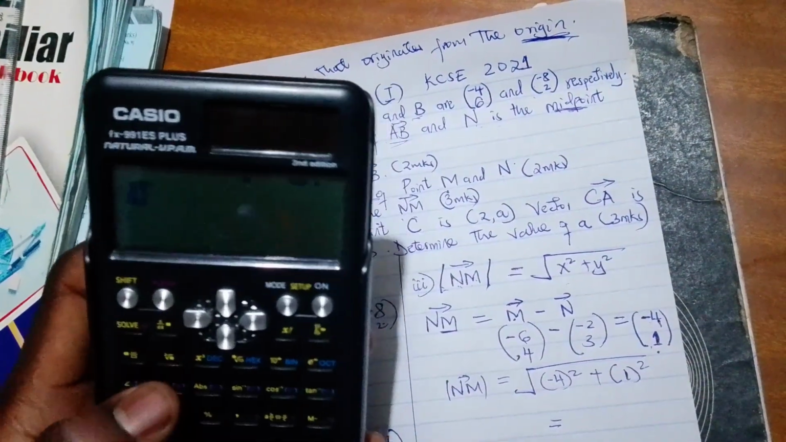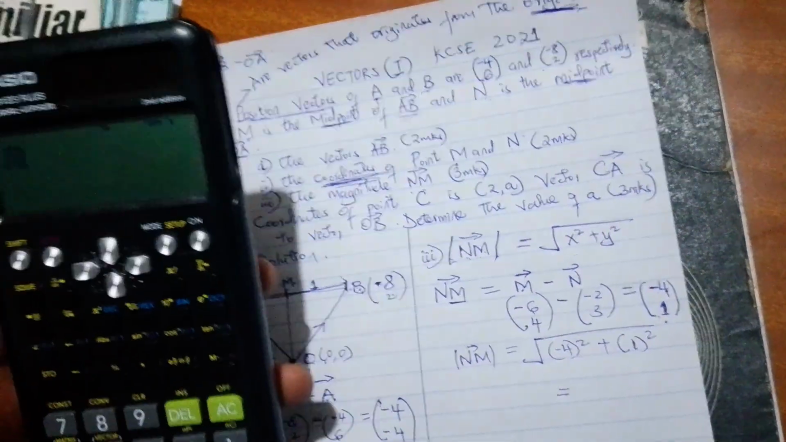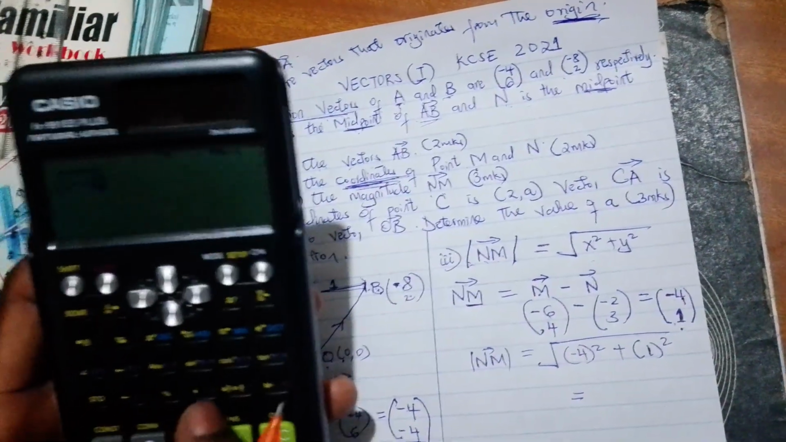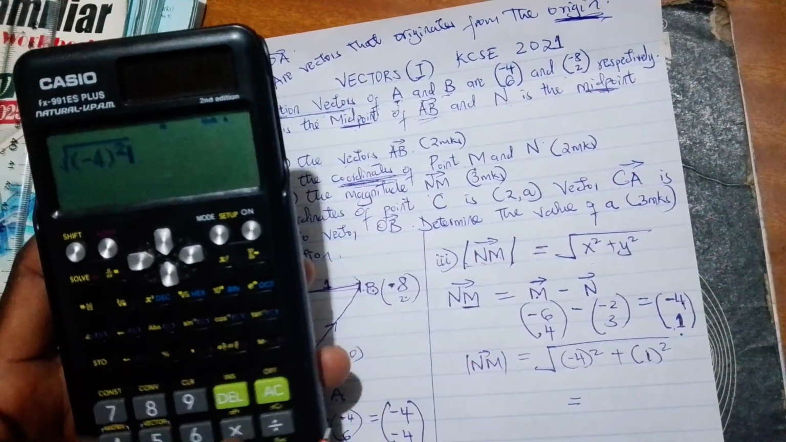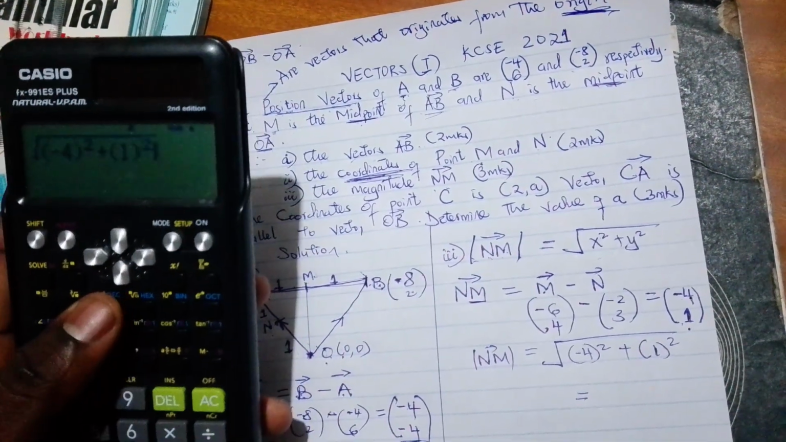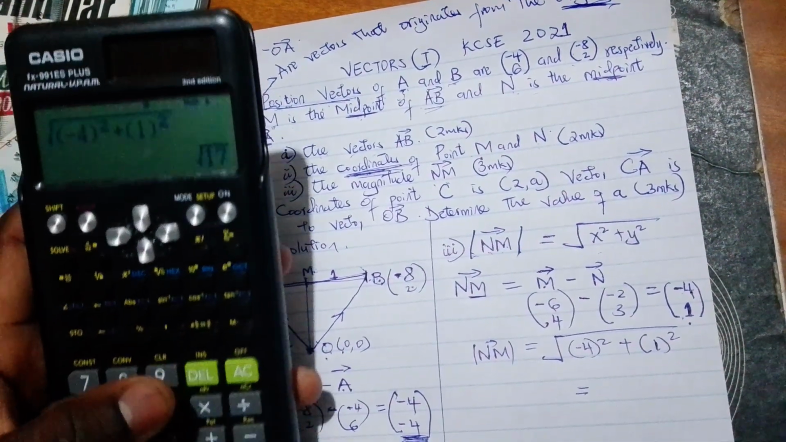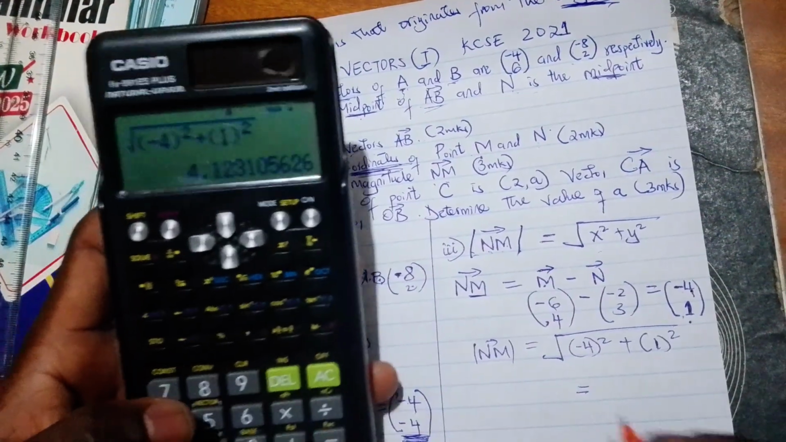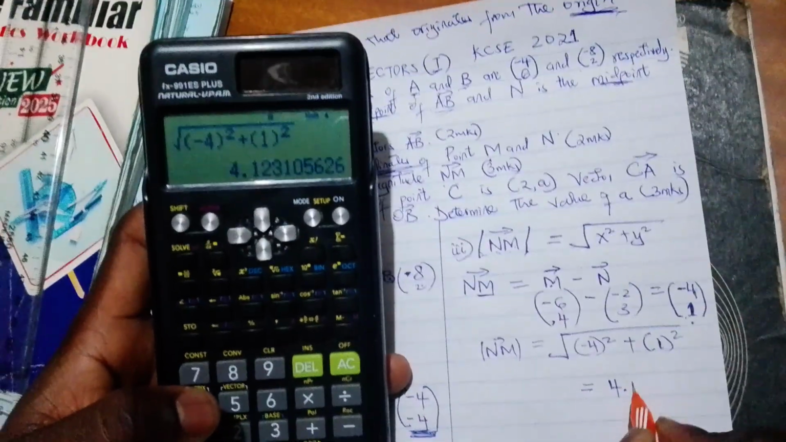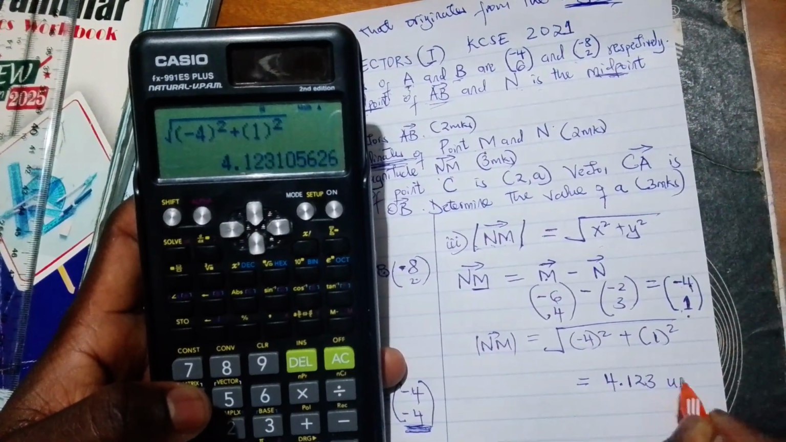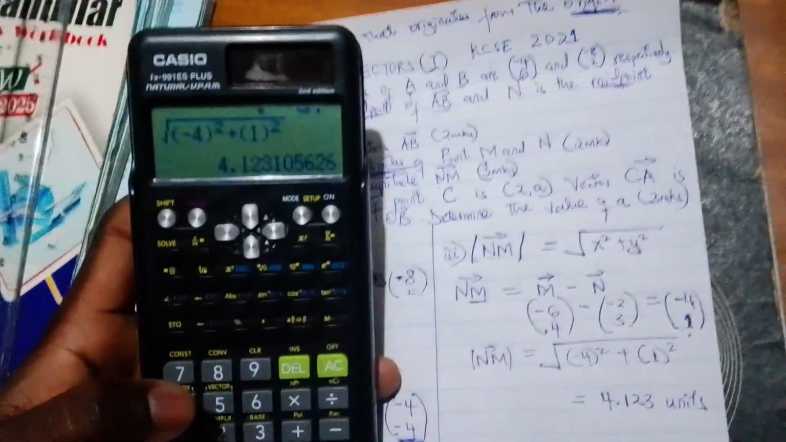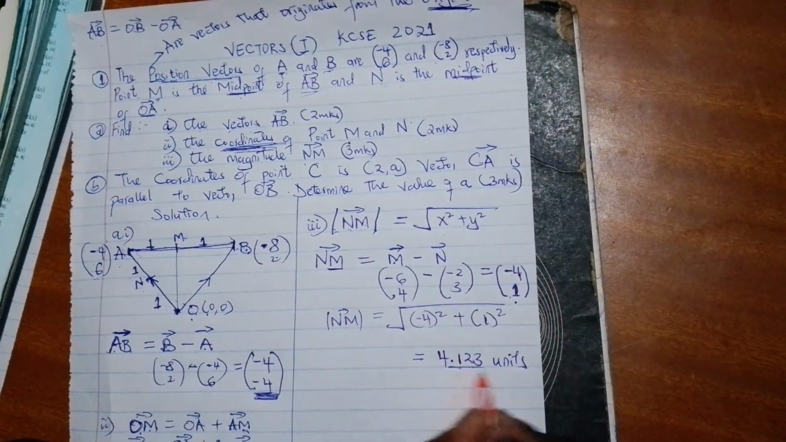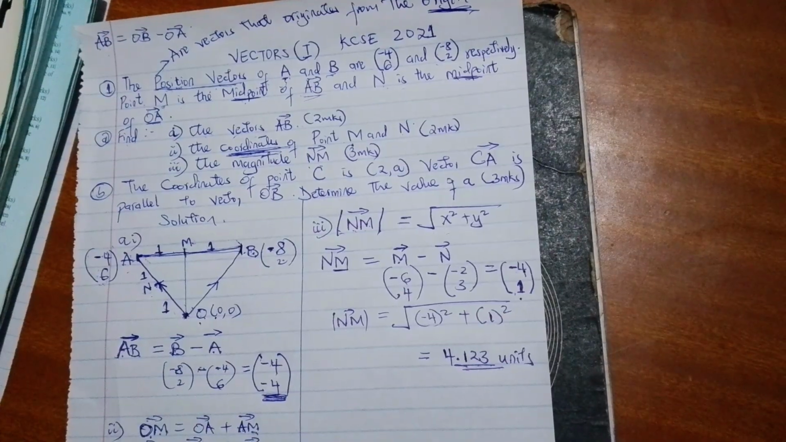This is a scientific calculator. Maybe you don't have it, so use your calculator wisely. Negative 4 squared plus 1 squared. What is your answer? I'll have root 17, which is the same as 4.123 units. So that is the answer. Now let us do the last part of the question.